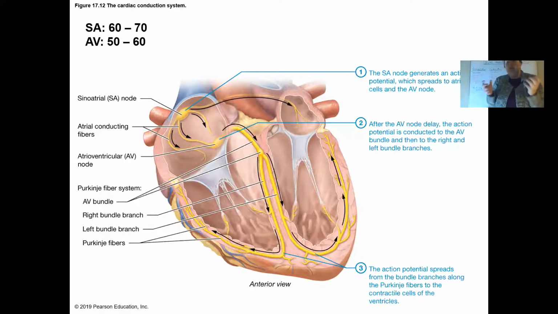So we want the atria to contract first, right? Get the blood into the ventricles. Do we want the ventricles to contract immediately? Not really. We want them to fill with blood first. So the ventricles are going to fill with blood while the atria are contracting. You need that AV node delay. Does that make sense? It's a fun concept.